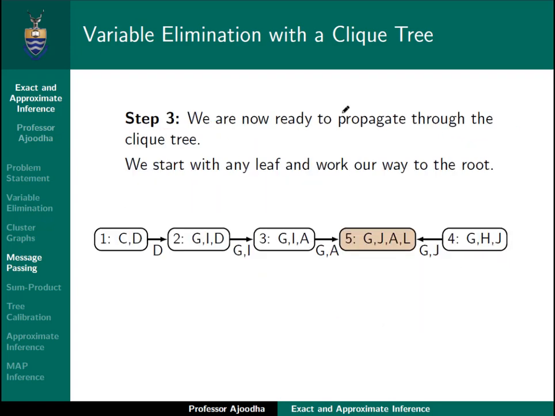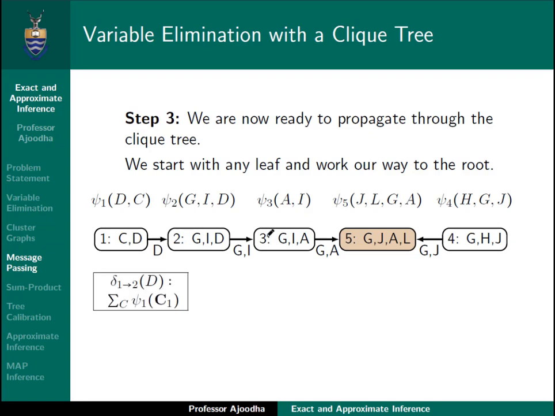The next step, step 3, is that we are now ready to propagate through the clique tree. We start off with any leaf and then work our way to the root. This is not a leaf. This is not a leaf. This is a leaf. This is a leaf. We can start off with either 1 or 4. We're going to put down our initial potentials from the previous slide, having calculated them, and start passing messages around.